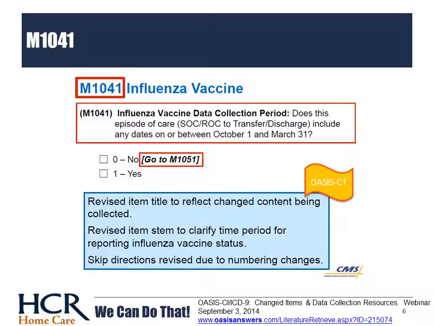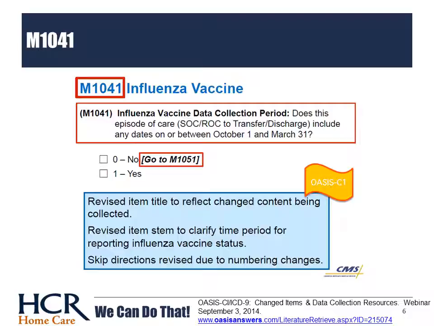The influenza item has had a few changes that are going to enhance the accuracy and understanding of the question. The M number has changed to 1041. The intent of the influenza vaccine question has always been for the clinician to report if the patient received the flu vaccine between the dates of October 1st and March 31st. Now with the revision to this item, the intent is more clear.